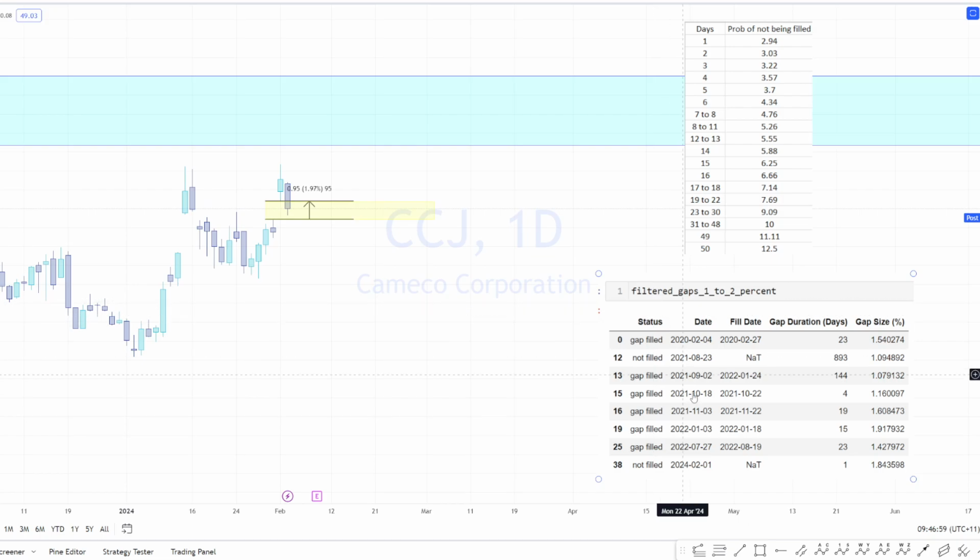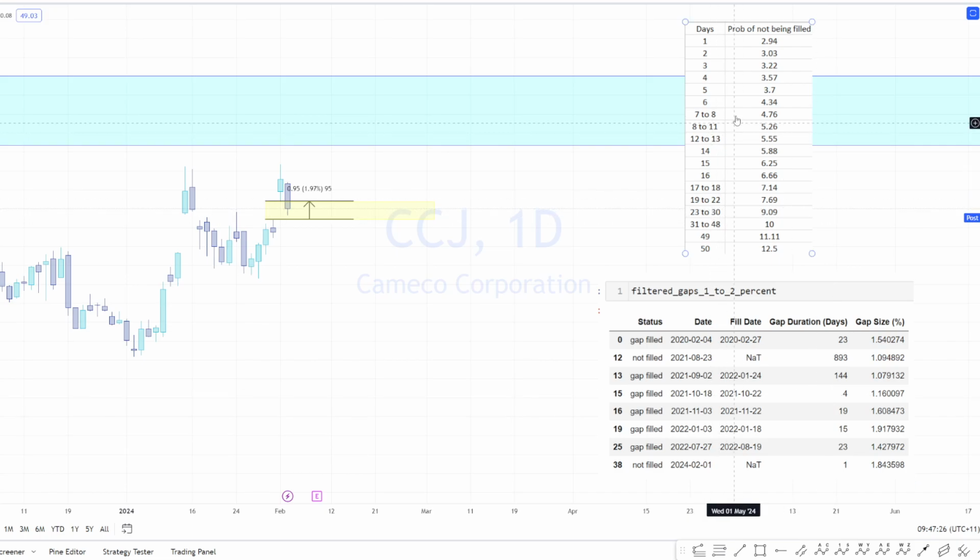Okay, and these are all the gaps in that same time frame that have been between 1 and 2% gaps. Okay, there's one that hasn't been filled yet, and that's way back in 2021. It's been open for 893 days, and the chances are it's not going to get filled anytime soon. The only other one, of course, is this current gap. But every one of the other gaps that we've had of this size has been filled.